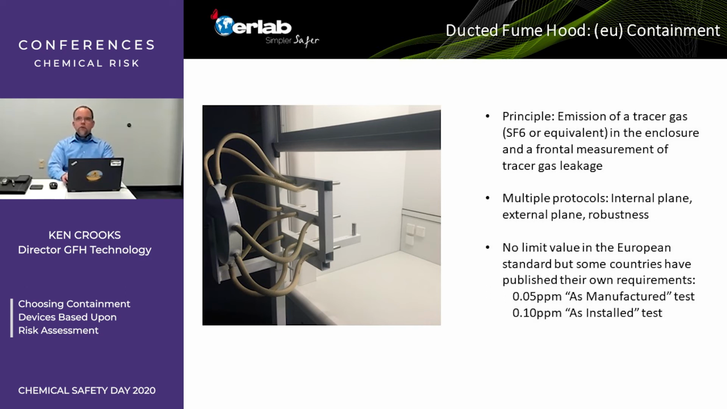So we look at a ducted fume hood in the EU. The containment principle is a tracer gas, usually SF6. This is changing, at least here with ASHRAE 110 test standard in the United States. We are changing away from SF6 given its very high global warming potential, and soon we'll be using vaporized isopropyl alcohol, IPA. But you release that inside of the fume hood at a known rate, and then you measure along the plane of the sash. And there's multiple different protocols, the internal plane, the external plane, the robustness of all that. You really have to follow your regulations in your country.